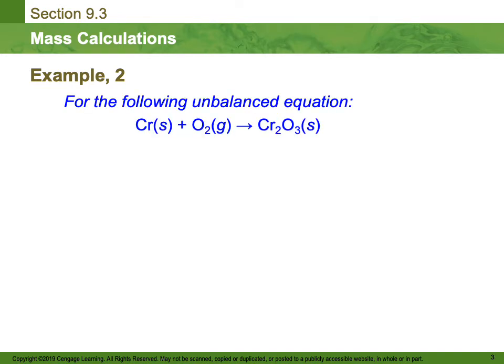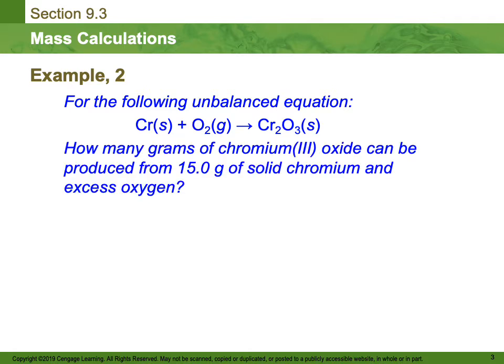The best way to do this really is to just look at a couple of examples. So we're going to start with the following unbalanced chemical equation. Chromium solid plus oxygen gas produces chromium(III) oxide solid. So this is a combination, probably also a combustion of the metal chromium. And the problem says, how many grams of chromium(III) oxide can be produced from 15.0 grams of solid chromium and excess oxygen? And remember, excess just means we have more than enough.